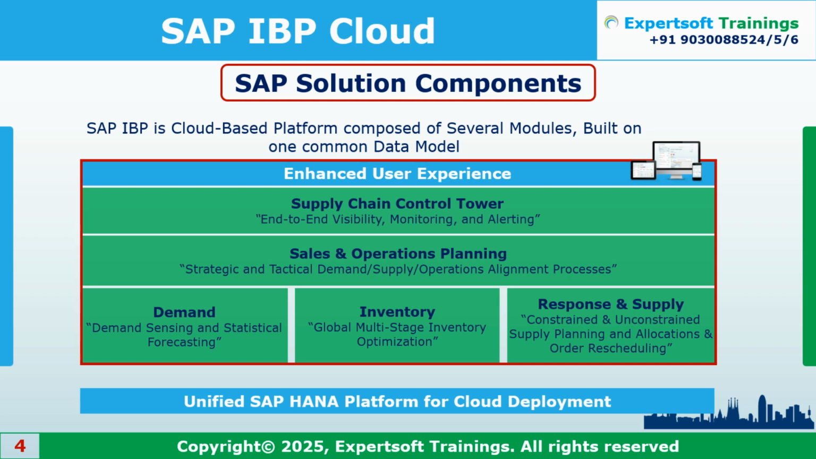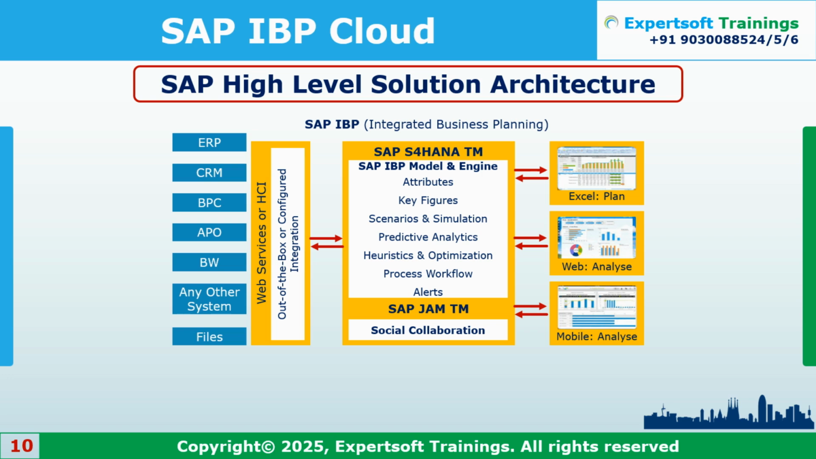So now, if we look at the high-level architecture of IBP, IBP has two user interfaces. One is the Excel user interface, and the second one is the web user interface. As it is available on the web, you can access it from anywhere. You can access it from the mobile, the PC, laptop, tab, anywhere. And the backend for IBP is HANA only. And IBP is purely a planning tool.